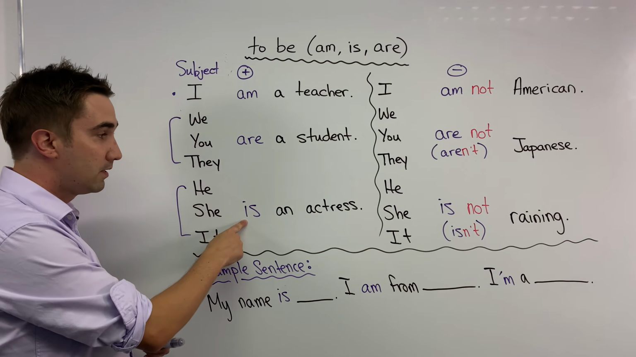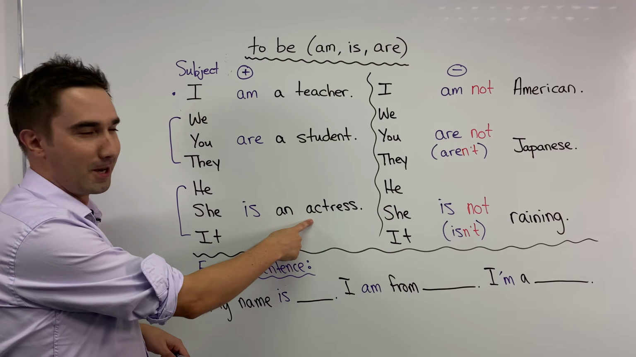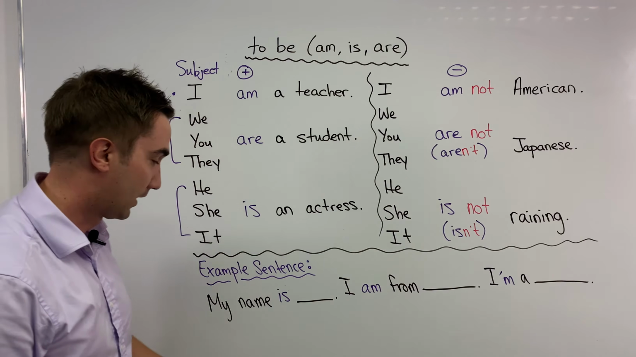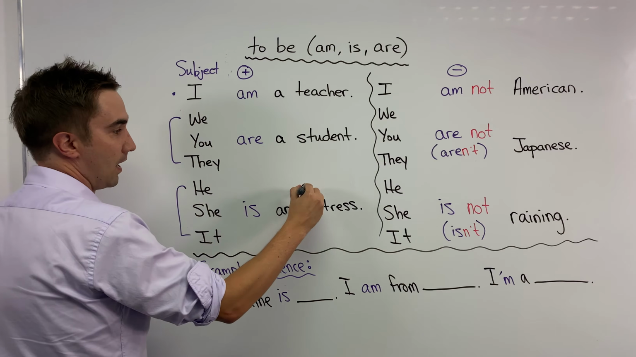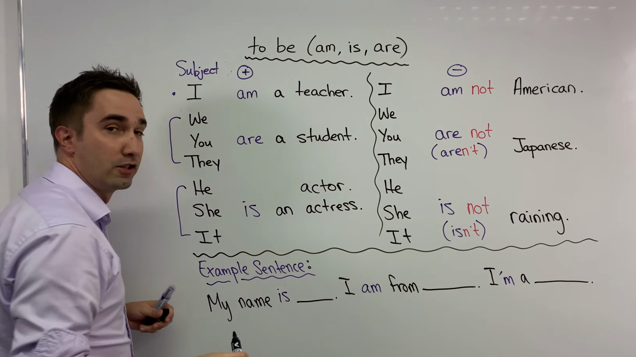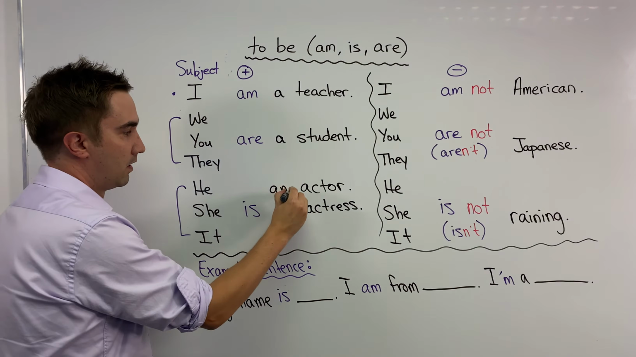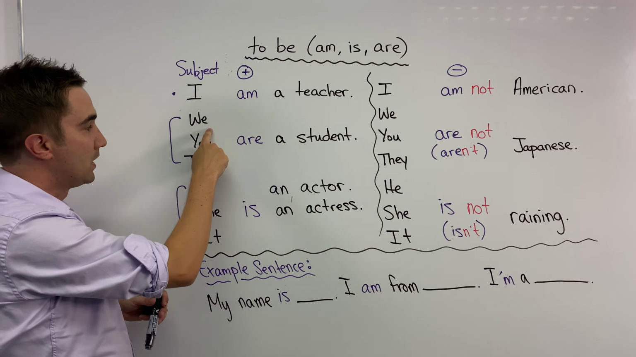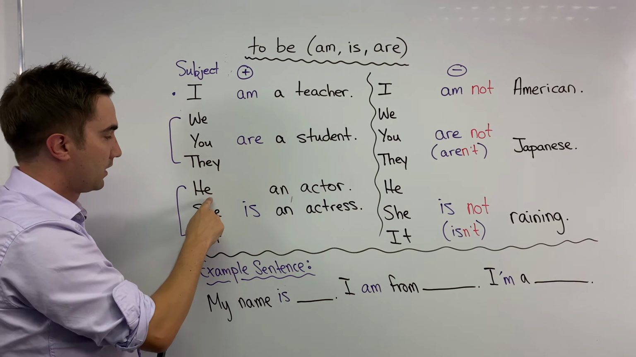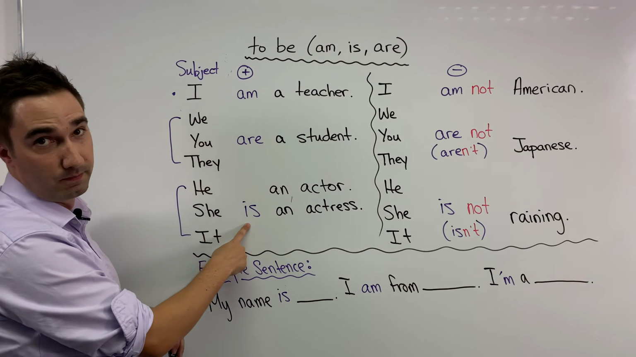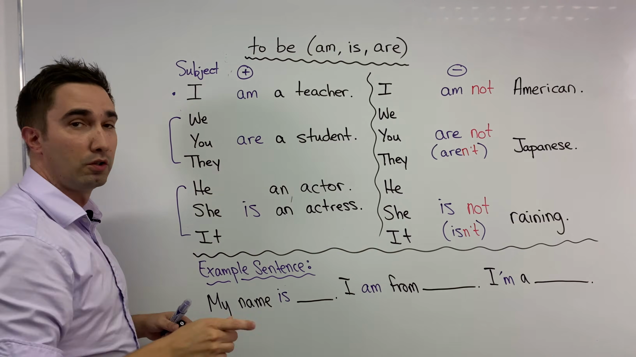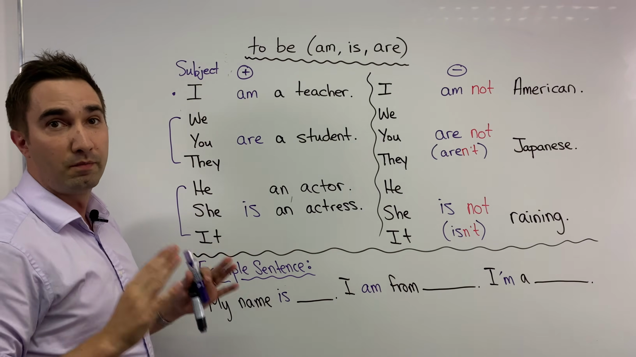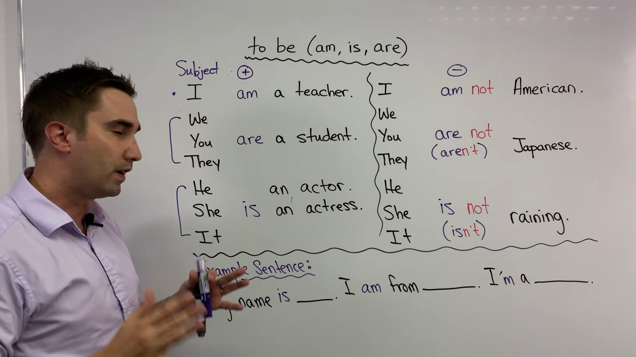He is an actress. That's not right. She is an actress, because an actress is a woman. I can say he is an actor. All right? So we use I am, we, you, they, are, he, she, it, is. So I am a teacher, you are a student, she is an actress. Fairly straightforward, but very important.